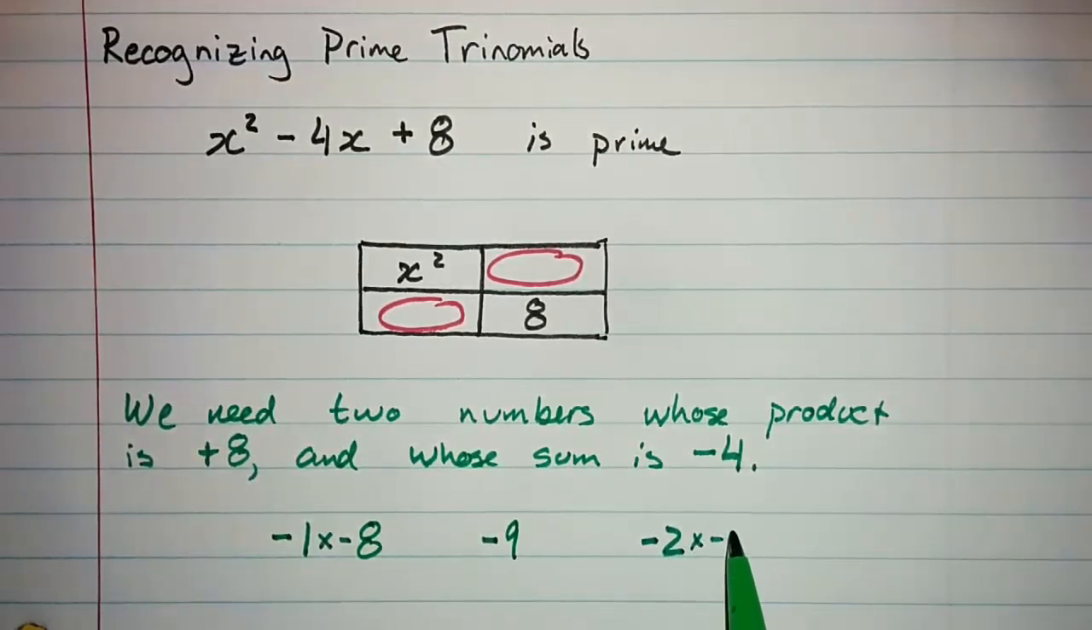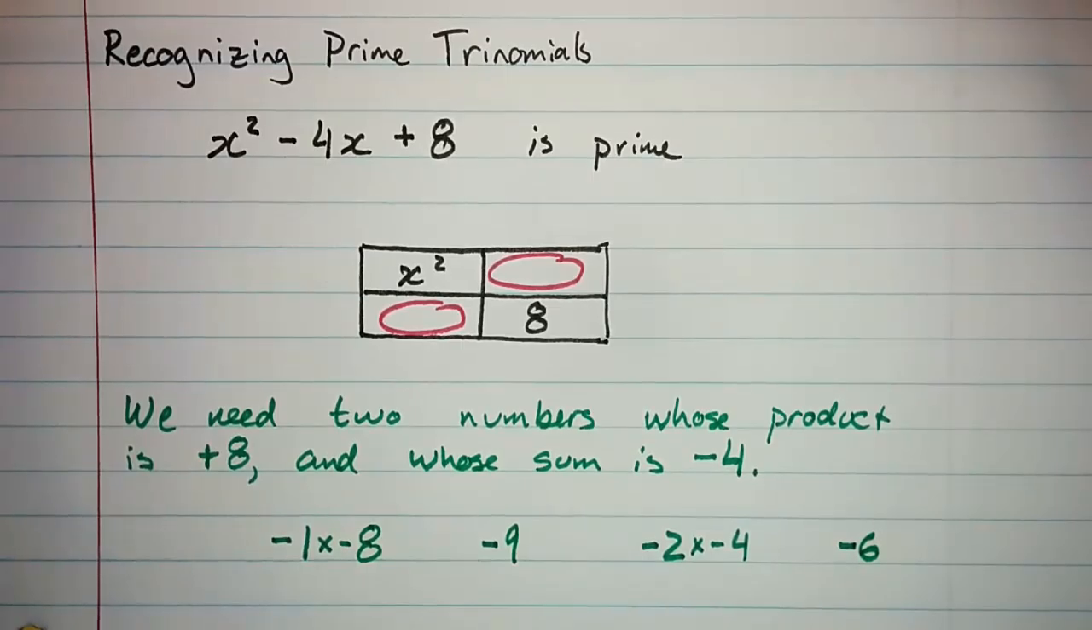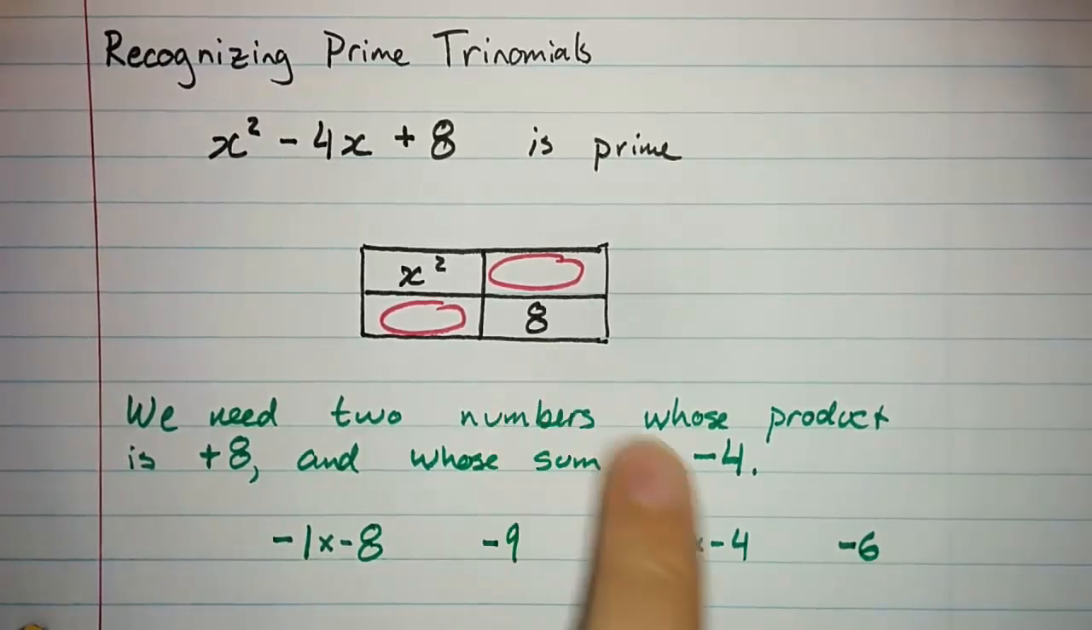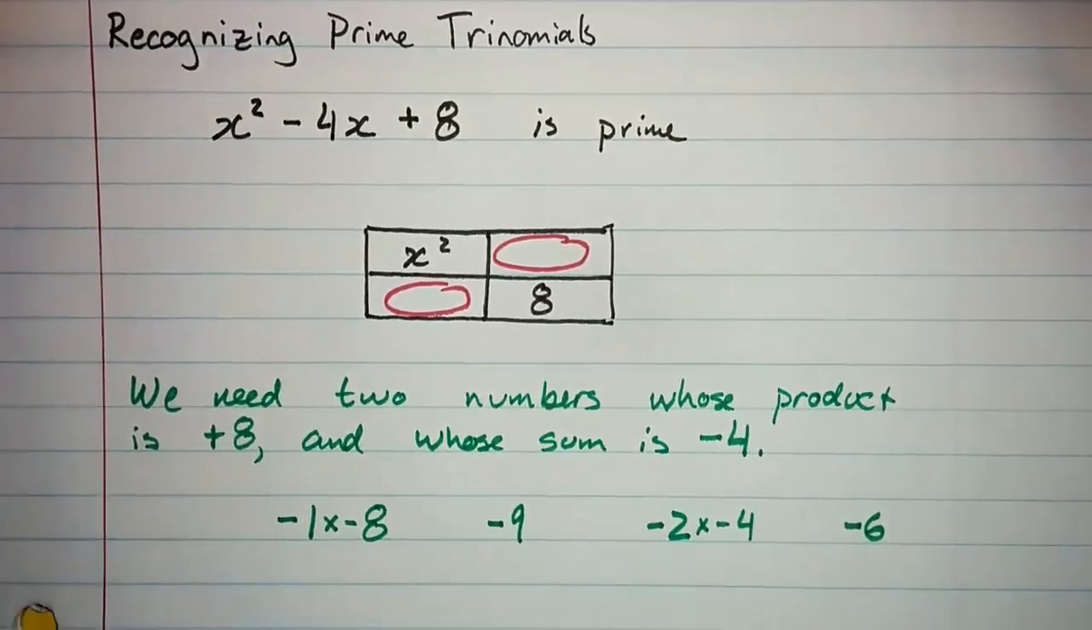Negative 2 times negative 4, those add up to negative 6. And that's it, right? 8 is 1 times 8, or it's 2 times 4. There's no pair of numbers whose product is positive 8 and whose sum is negative 4.